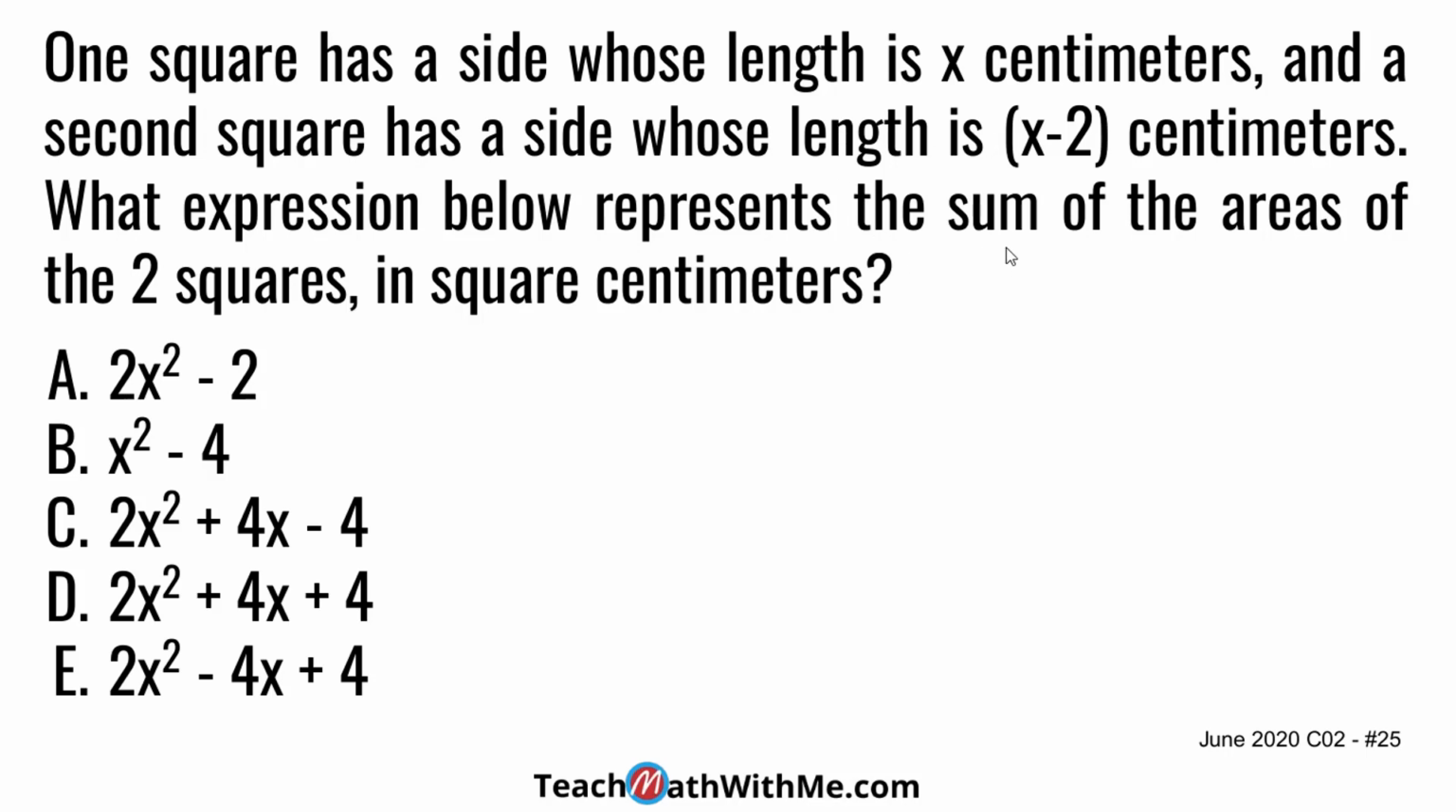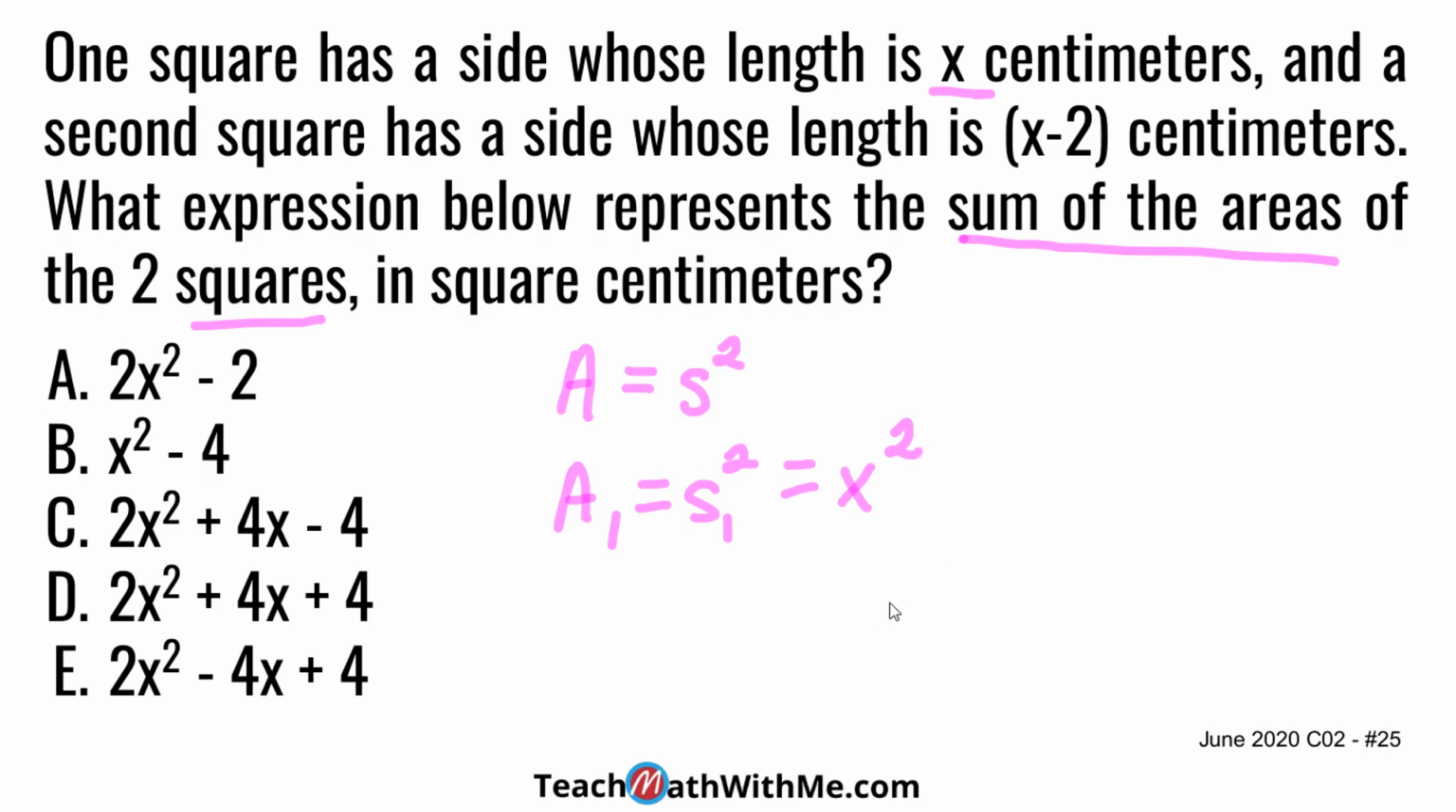So ultimately from our question, we're looking for a sum of the areas, and we know we have squares, and the area of a square is equal to its side squared. When we look at the first square, the area of the first square is equal to the side squared of that first square, and we know that length is x, so we can substitute in x for S1, so area 1 is x squared. For square 2, our area is going to be S2 squared, and we know that is x minus 2 squared.